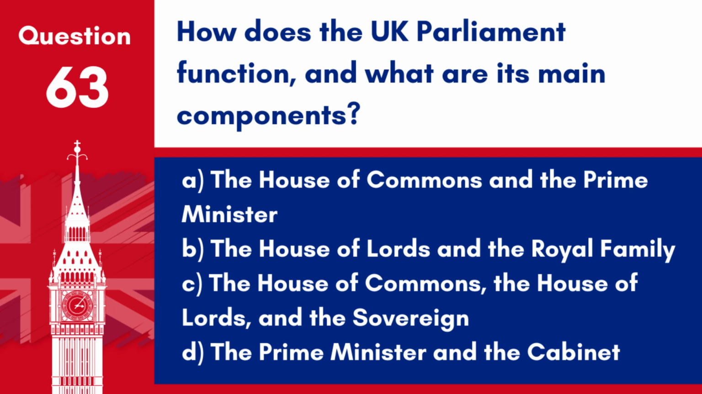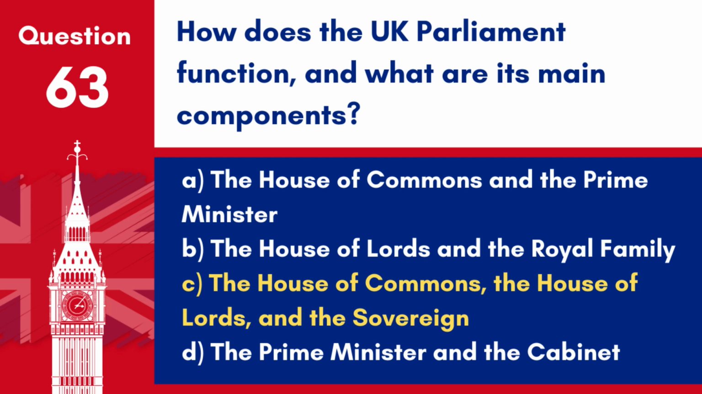Question 63. How does the UK Parliament function, and what are its main components? A. The House of Commons and the Prime Minister. B. The House of Lords and the Royal Family. C. The House of Commons, the House of Lords, and the Sovereign. D. The Prime Minister and the Cabinet. Answer C. The House of Commons, the House of Lords, and the Sovereign.